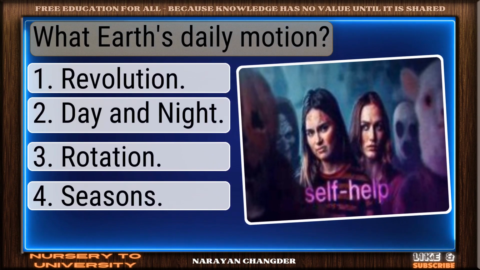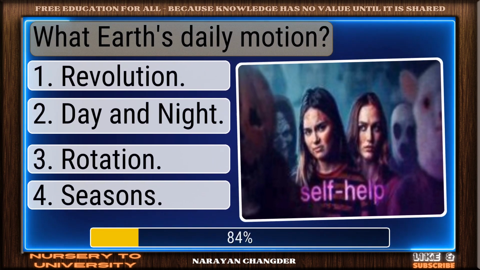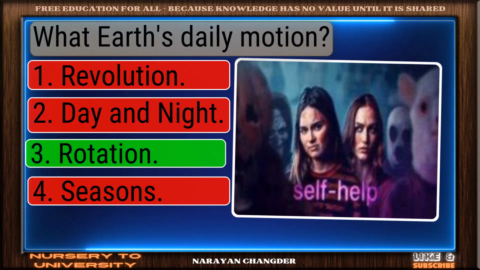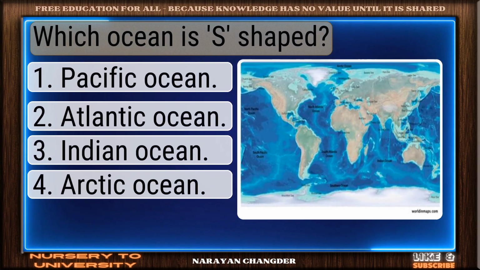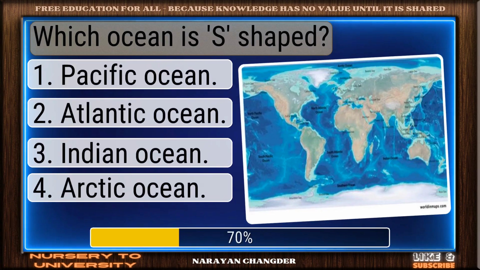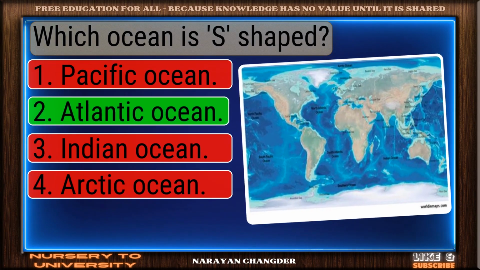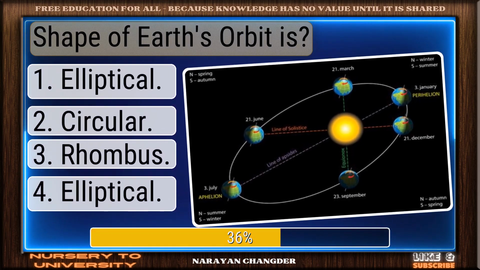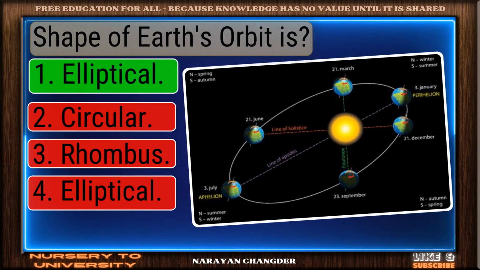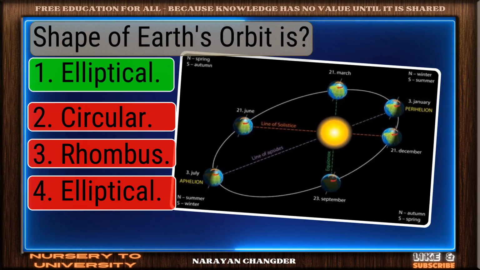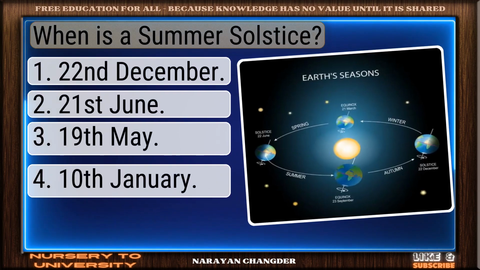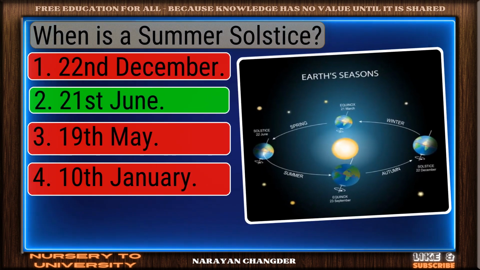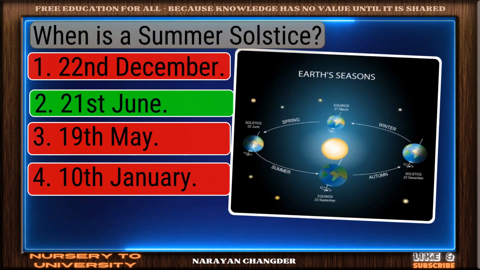What is Earth's daily motion? Nice work. You chose rotation and it is correct. Which ocean is S-shaped? Right again. Atlantic Ocean is a valid answer. Shape of Earth's orbit is. Excellent. Elliptical is a brilliant choice. When is the summer solstice? Great thinking. 21st June is the right choice.